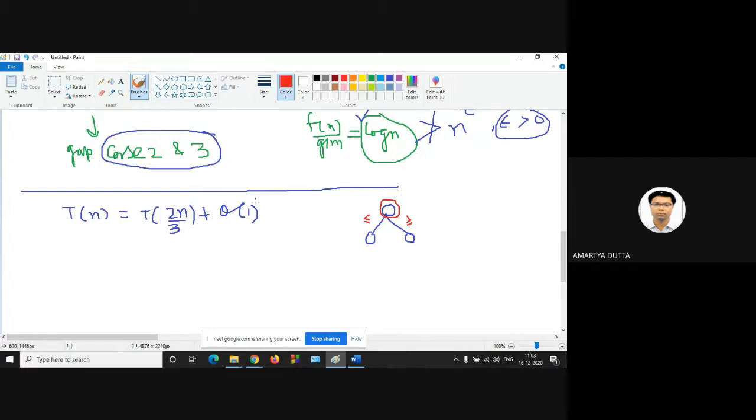So what is the toll function? Here the toll function establishes a relationship between the root, the left child and the right child.